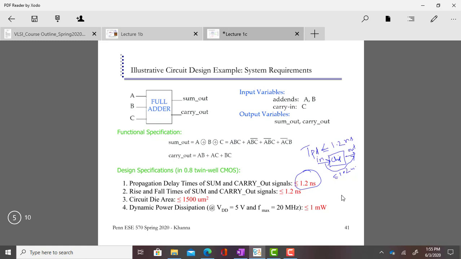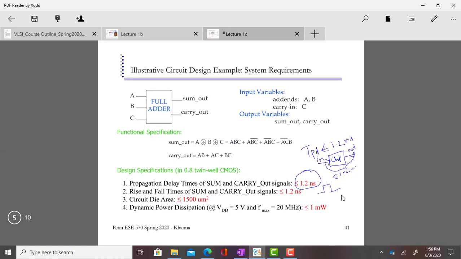The next design specification from the user is that the rise and fall times of the sum and carry out signals should be less than or equal to 1.2 nanoseconds. So what is the rise and fall time? We will study in detail, but just to introduce you here.